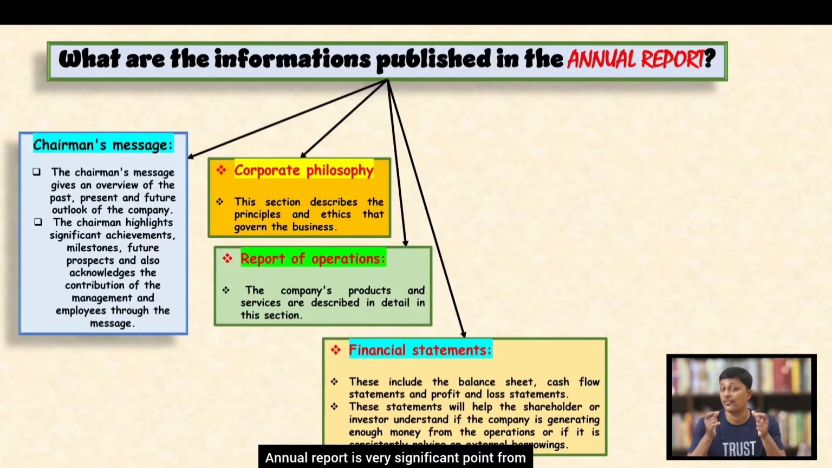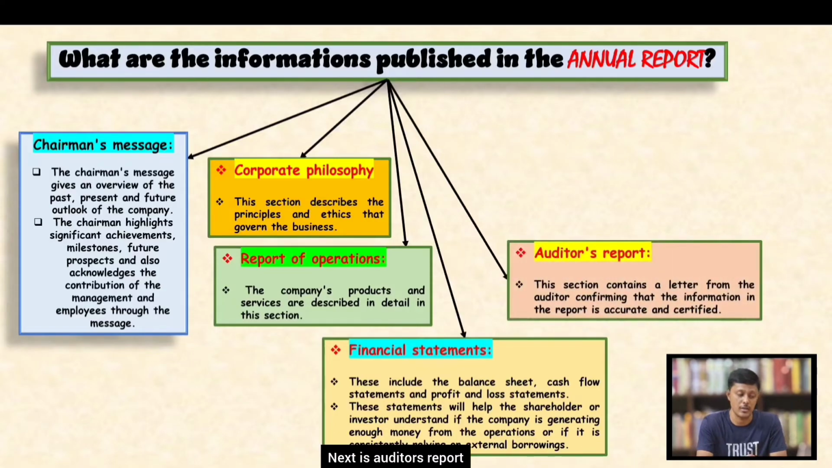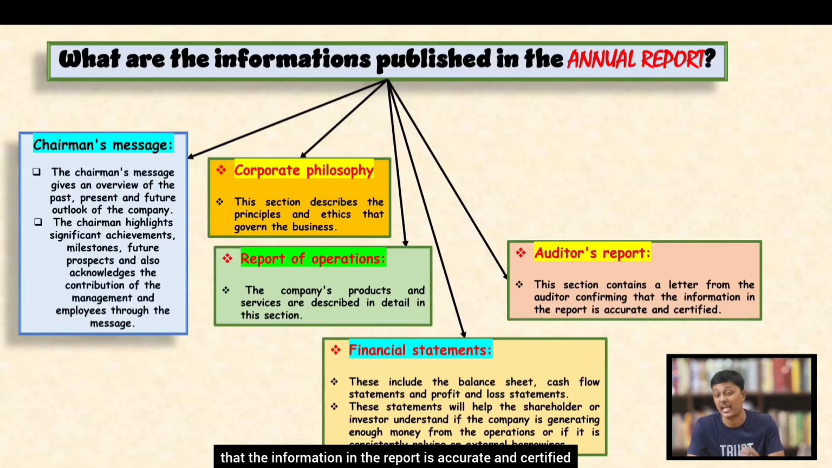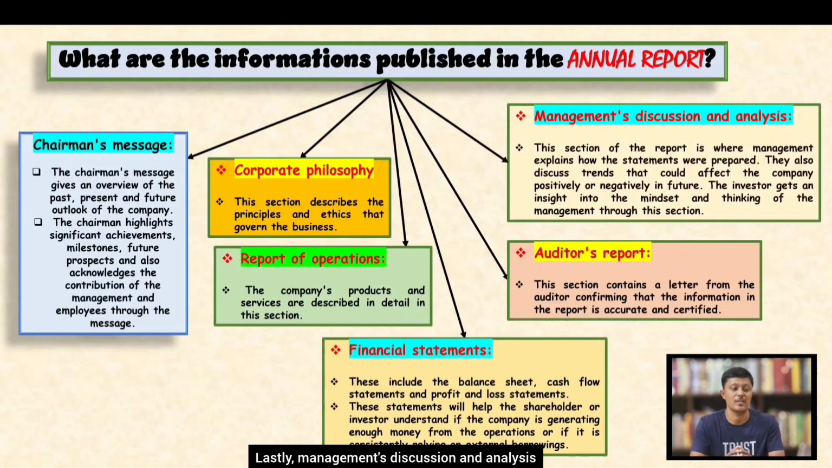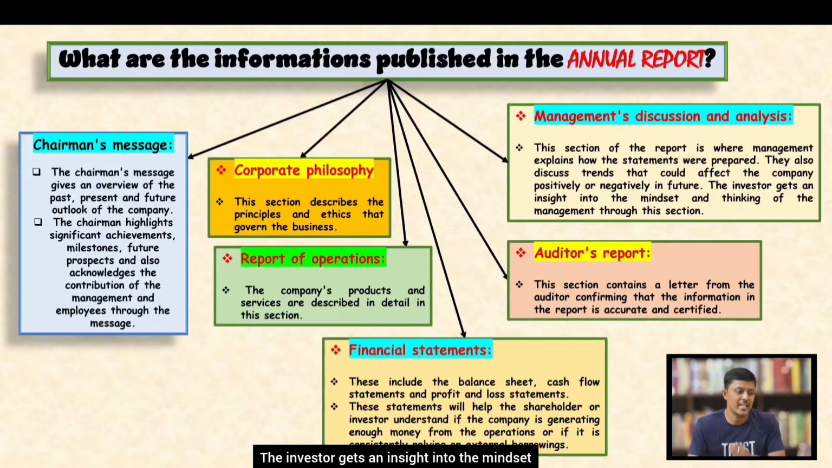So the annual report is a very significant point from a company's point of view, holding a very special ground. Next is auditor's report. This section contains the letter from the auditor confirming that the information in the report is accurate and certified. Lastly, management's discussion and analysis. This section of the report is where management explains how the statements were prepared. They also discuss trends that could affect the company positively or negatively in future. The investor gets an insight into the mindset and thinking of the management through this section.